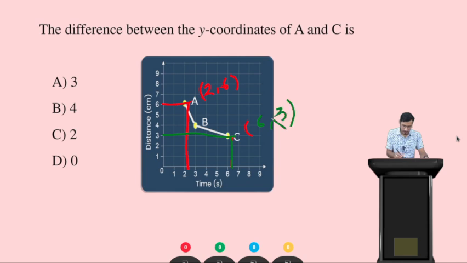Okay, now the difference between the y coordinates of A and C. You can see the y coordinate here is 6 and here it is 3. So 6 minus 3 is equal to 3. So option A is the right answer here. Okay, option A. Yes, correct.